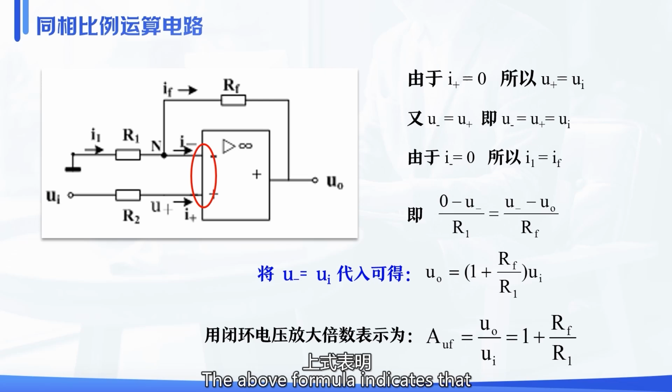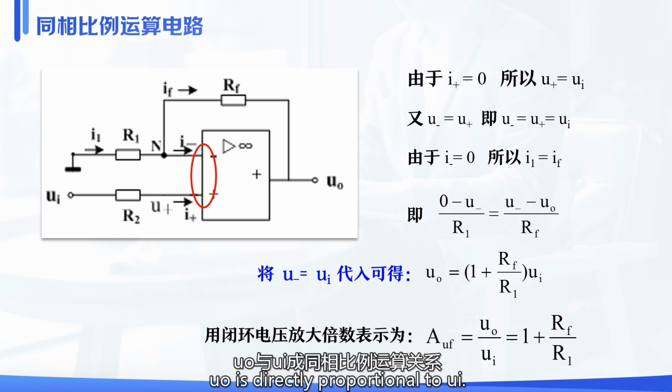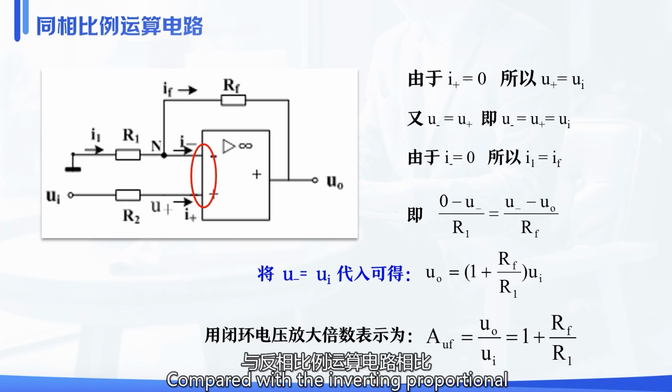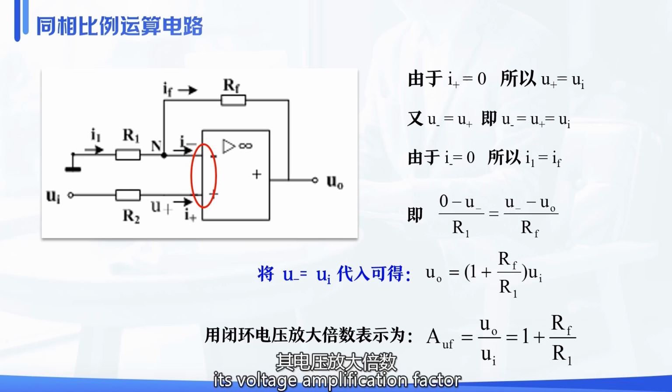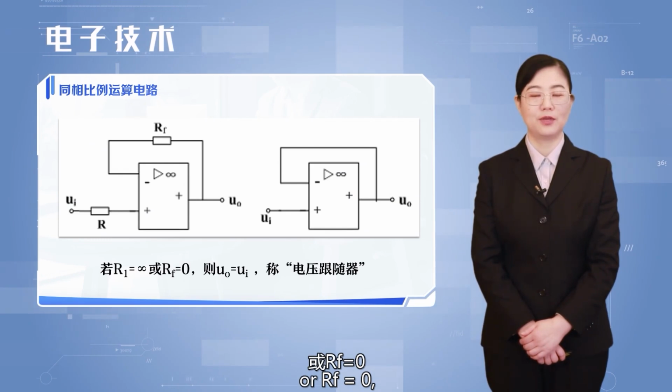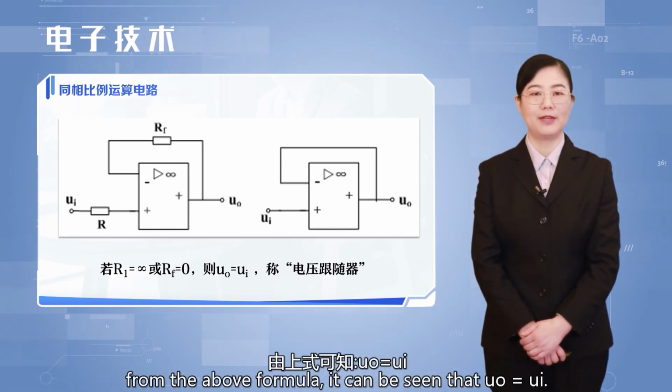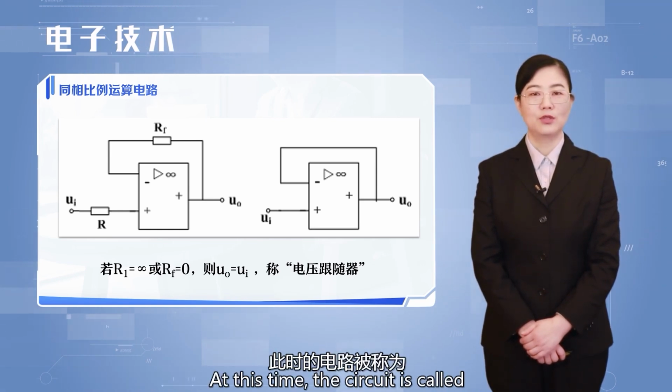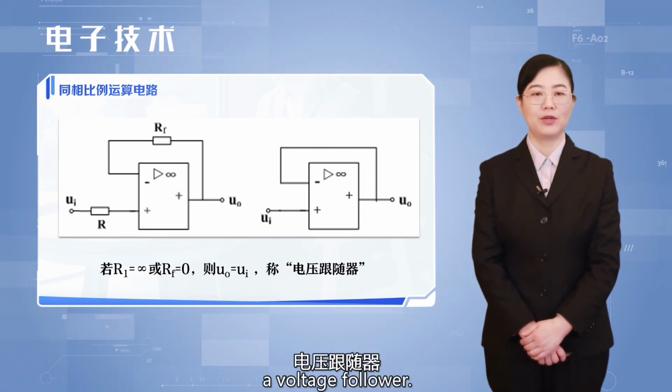The above formula indicates that UO is directly proportional to UI. Compared with the inverting proportional operational circuit, its voltage amplification factor is always greater than or equal to 1. UO and UI are in phase. If R1 is equal to infinity in the figure, or RF is equal to 0, it can be seen from the above formula that UO is equal to UI. At this time, the circuit is called a voltage follower.